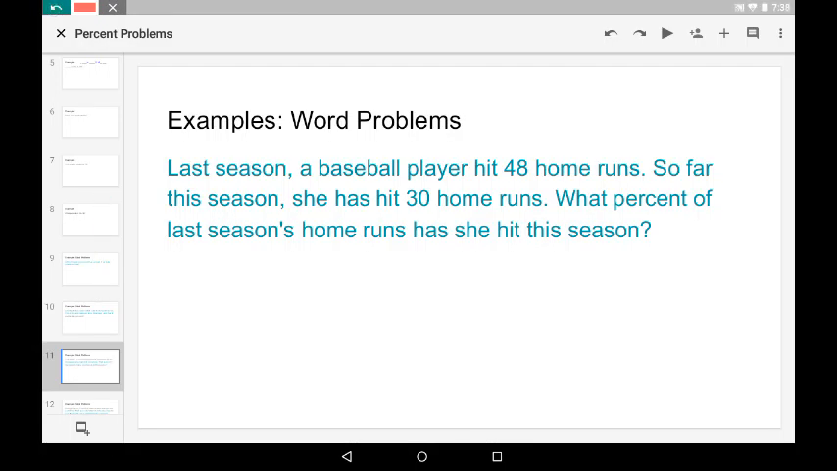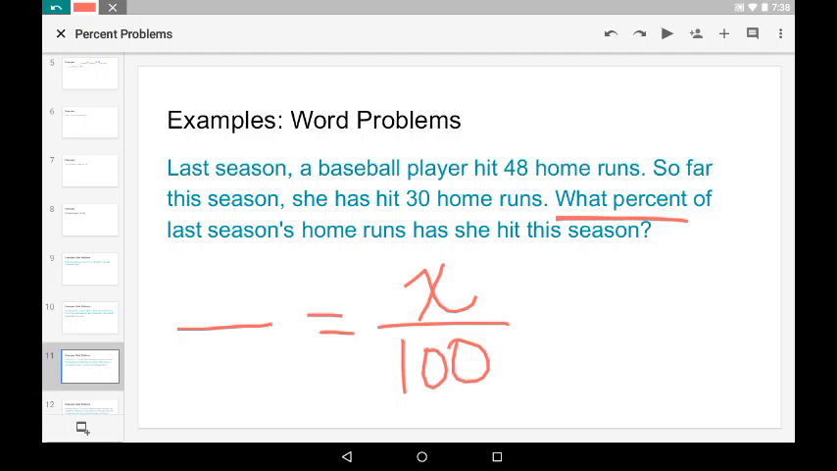One more word problem. Last season, a baseball player hit 48 home runs. So far this season, she has hit 30 home runs. What percent of last season's home runs has she hit this season? Okay, we're looking for a percent. What percent? So the X will go here, 100 will go on the bottom, and then we have two other numbers. So we have to figure out which one goes where.